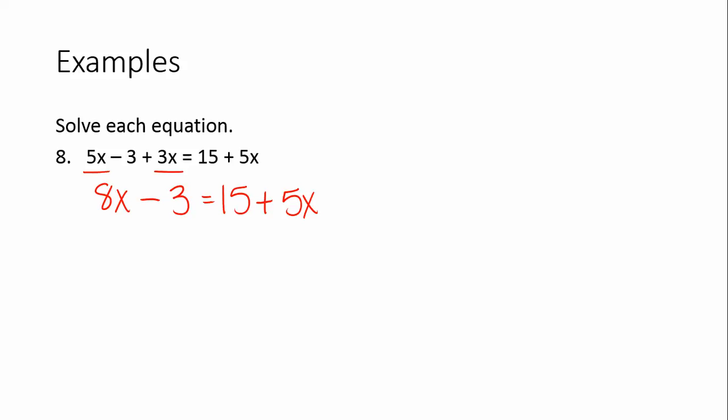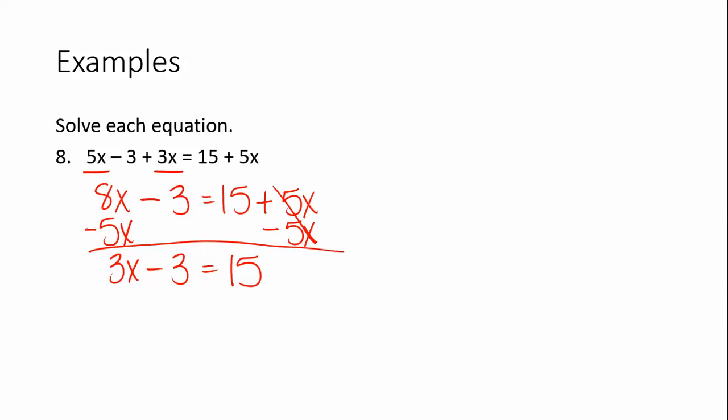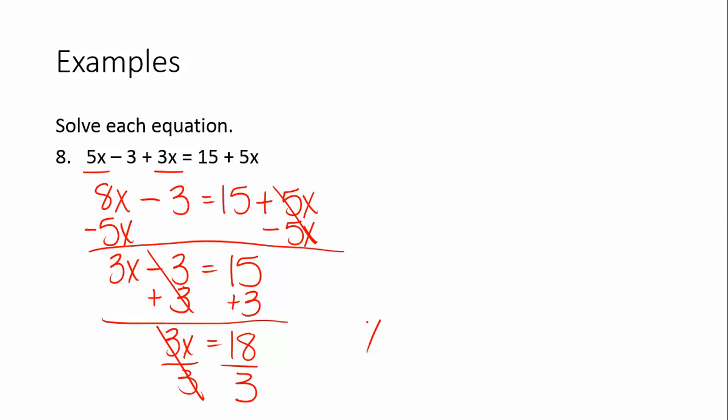Now I have variables on both sides, so I have to take care of that next. And I move the smaller variable, so I subtract 5x to get that to cancel. So we have 3x minus 3 equals 15. Now we don't have distributive property. We've combined like terms. We've moved the variable to one side. Now it's a two-step equation. We're going to add 3 to both sides and divide by 3. So we get x equals 6.